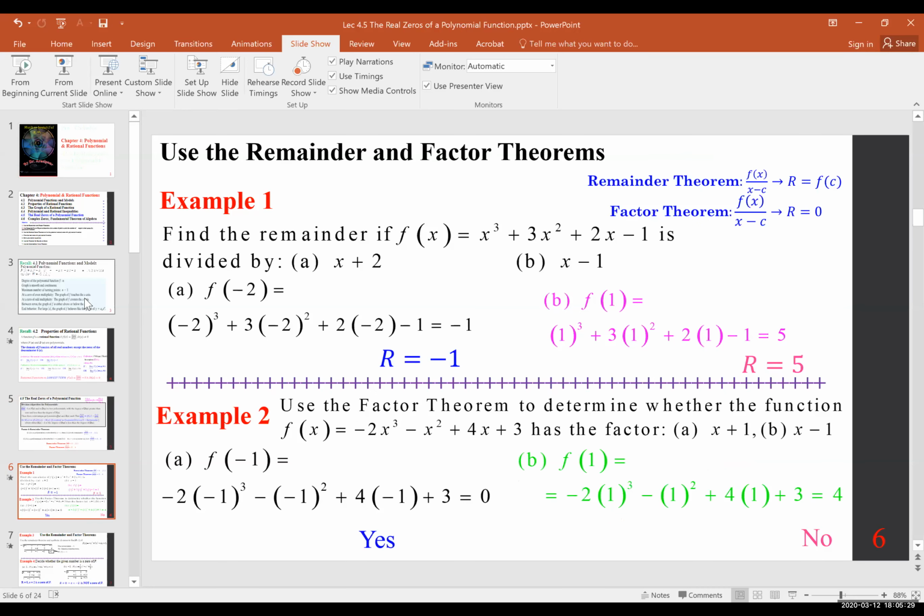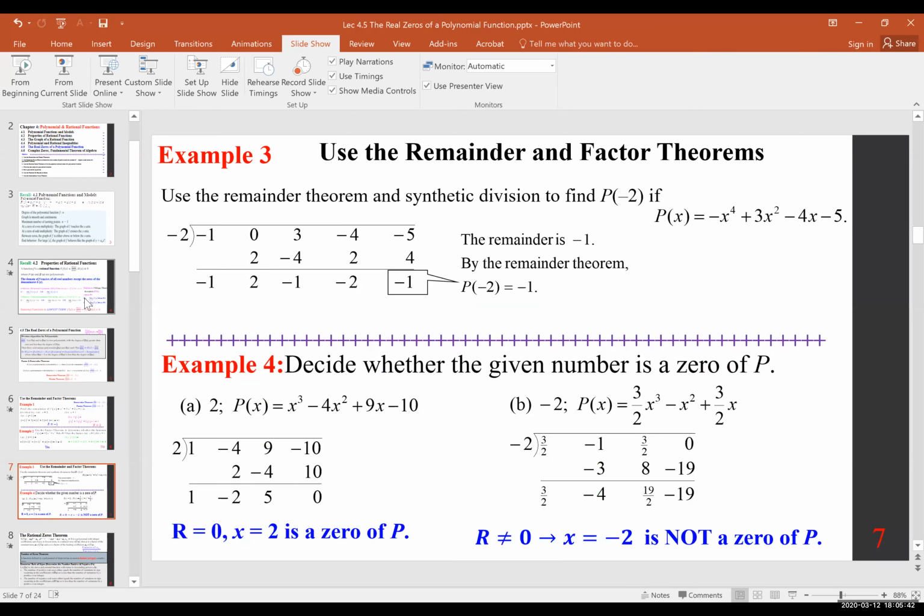For example, when we looked at this example, we just plugged in. Whenever the remainder is zero, that means it's a factor. We looked at this, and I mentioned synthetic division. Remember, there are three ways to find the remainder. You can do it by long division, synthetic division, or the remainder theorem. Generally speaking, the fastest and the easiest is the remainder theorem. Does that make sense?